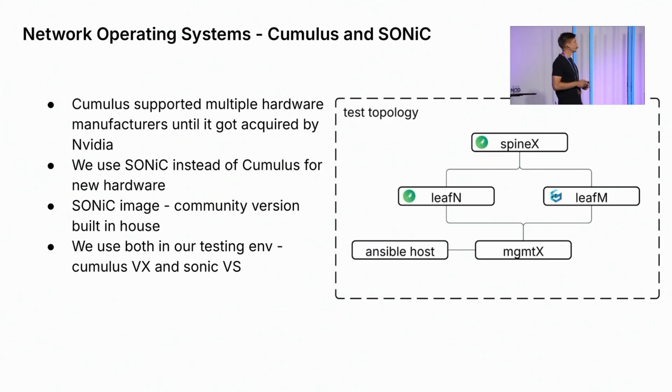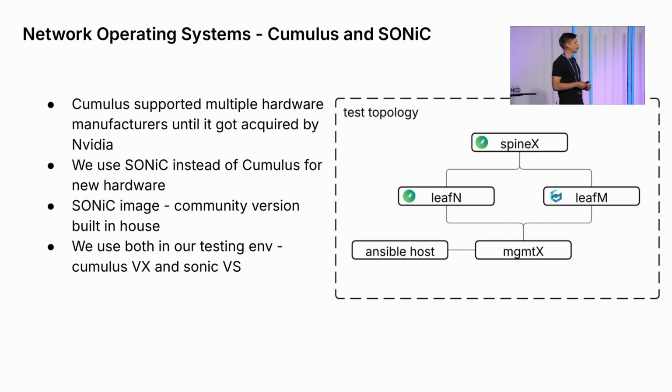Okay, so let's move on to network operating systems. We started off with Cumulus Linux because, at that time, it was a Linux-based network operating system that supported multiple hardware vendors. So it was saving us from vendor lock-in, but NVIDIA acquired Cumulus, and the support for Broadcom ASICs stopped. So it was kind of a vendor lock-in because we had to buy the operating system and the hardware from the same vendor.